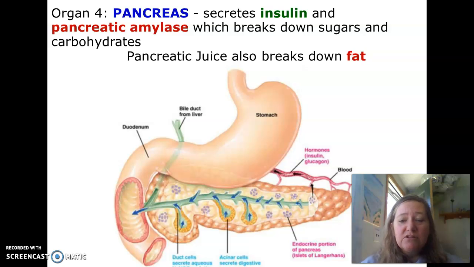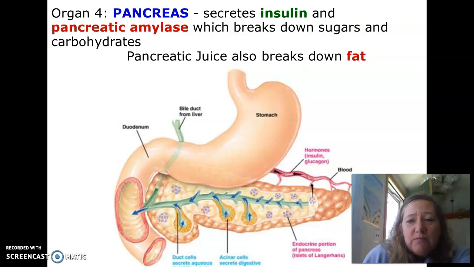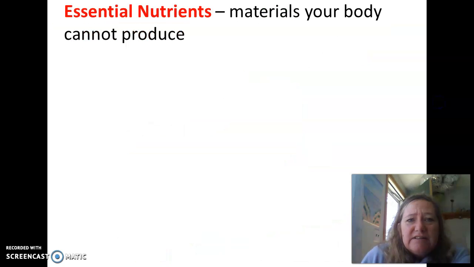So just think of the sugars you need in your body, your carbohydrates that you need. If your pancreas isn't working right to help digest these important carbohydrates you need, then you're not going to have a very good life. So you have to make sure your pancreas is working properly to do these things. So super important organ.